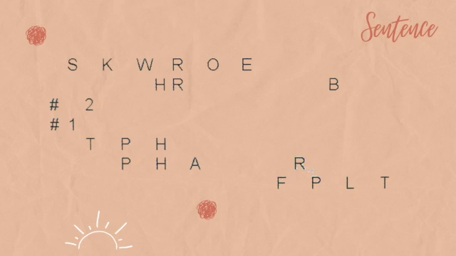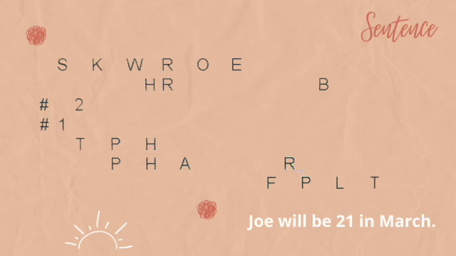Let's take a look at this sentence. I'm giving you time, seconds, to transcribe this on your own. You may hit the pause button for that. So in 3, 2, 1, 0, let's check if you got the correct answer. And so we read this as Joe will be 21 in March. How was it? Did you get the correct answer?